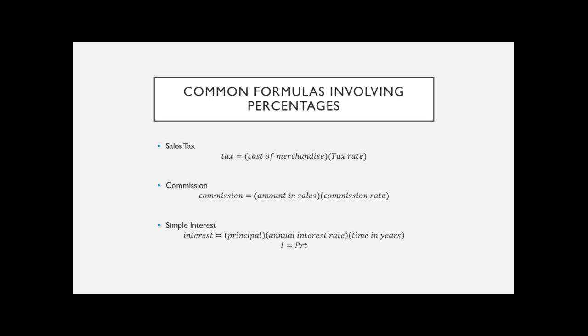Then we have a special formula called simple interest, which tells you how much interest you get. It is the principal, which is how much your loan is or how much you're investing, multiplied by your annual interest rate, usually the APR, and then by how many years you're getting interest or paying interest on it. The formula is usually abbreviated as I equals PRT.